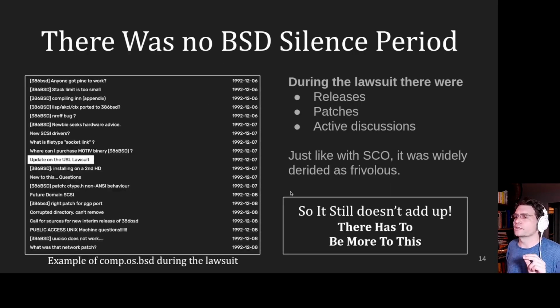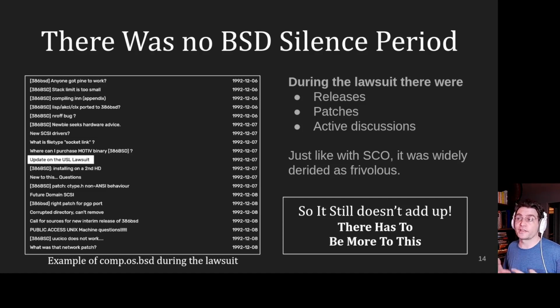However, I could not find any evidence of this. This is just a small snapshot of activity. It was lively and vibrant. Some of the authors had political statements in their signatures against the lawsuit, but there's no real evidence of a chilling effect on BSD.